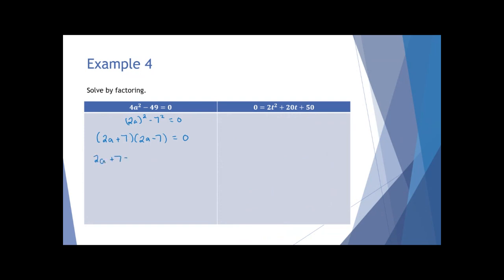So I have 2a plus 7 equal to 0, 2a minus 7 equal to 0. So for the first equation, I subtract 7 from both sides. I get 2a equals negative 7. Then I divide both sides by 2. I get a equals negative 7 halves. Second equation is essentially almost the exact same steps. I add 7 to both sides, which gives me 2a equals 7. Divide both sides by 2. a is equal to 7 halves.